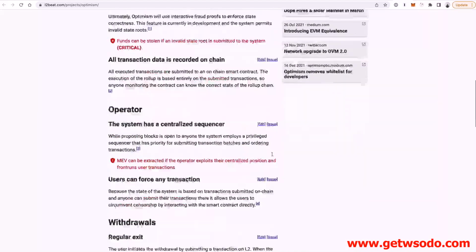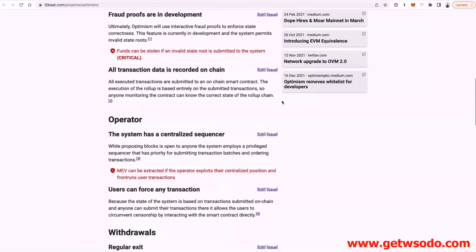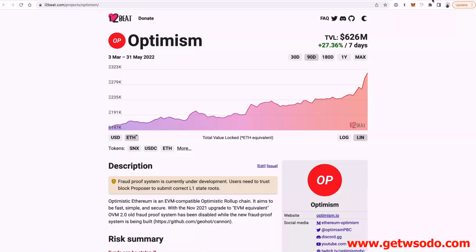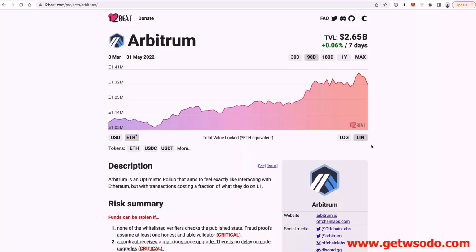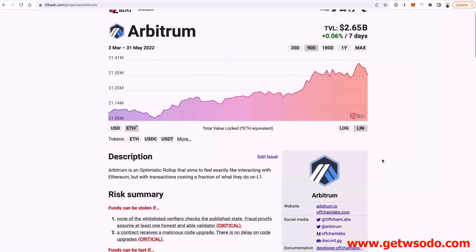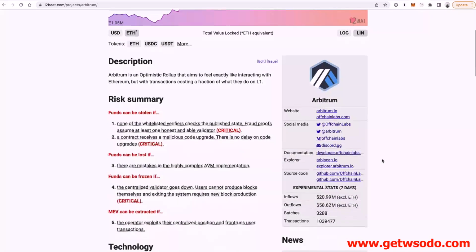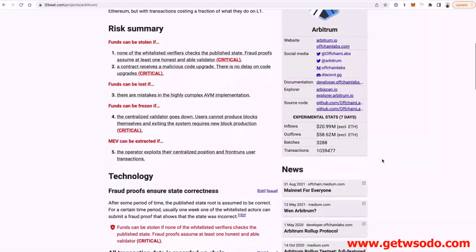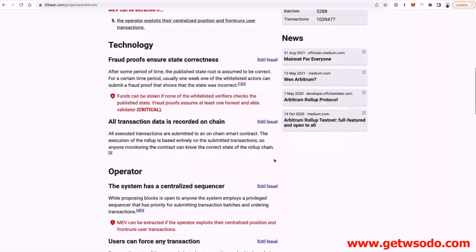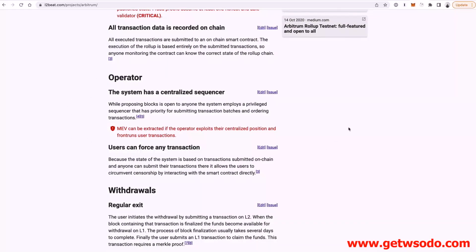But you can read more about optimistic rollups. I don't want to overwhelm you with too many details on this website here. Okay, so Arbitrum is another example of an optimistic rollup scaling solution for Ethereum. It does a very similar thing to Optimism with some slight differences. You can read about it here and see some of the risks involved. Because again, I don't want to act like there's no risks with any of these, but you can clearly see all those on the side here.